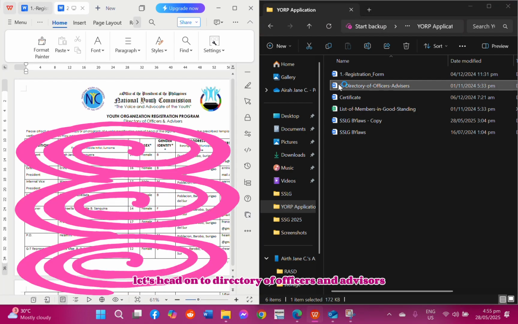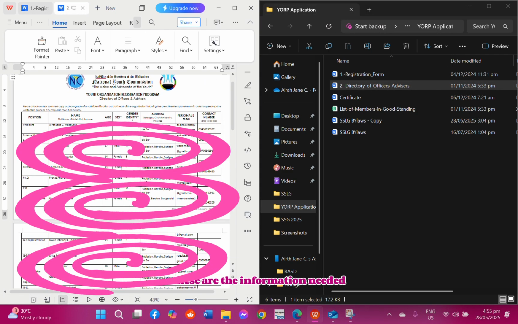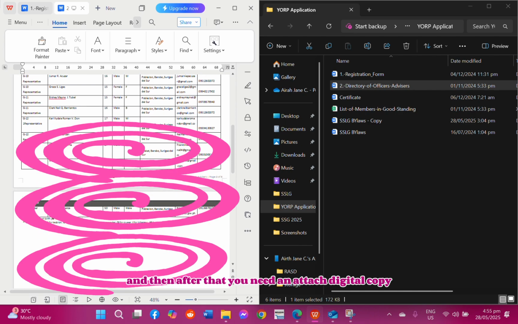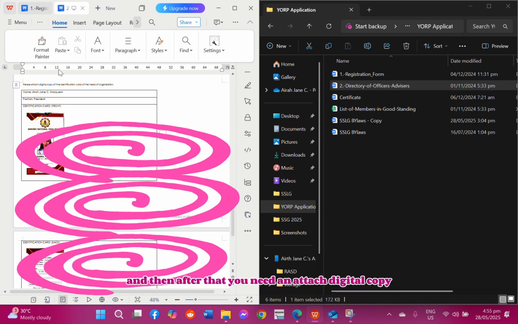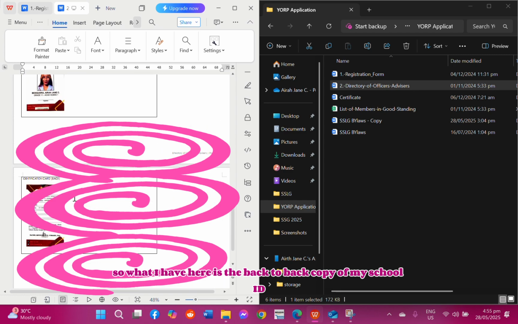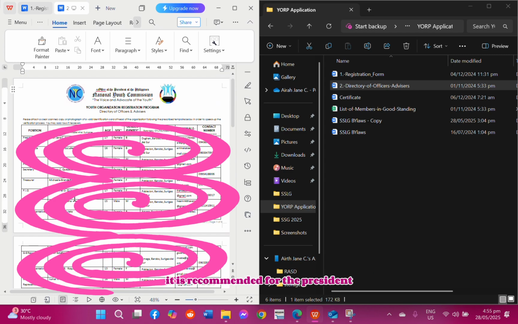Let's head on to the Directory of Officers and Advisors. These are the information needed: position, name, first name, middle initial, and surname, age, sex, gender identity, address, personal email, and contact numbers. So you shall have all your officers fill them out. And then after that, you need an attached digital copy of the identification card of the head of organization. So what I have here is the back-to-back copy of my school ID. You only need one. So it is recommended for the president or the head of the organization to provide theirs.